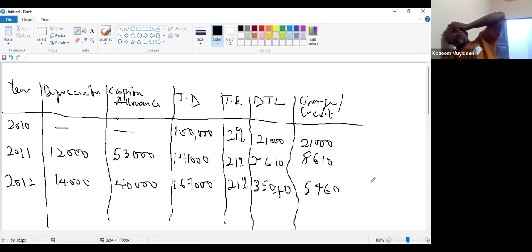Should we stop here and go to another, or should we complete it? There is a place where the depreciation is not greater than the capital allowance.